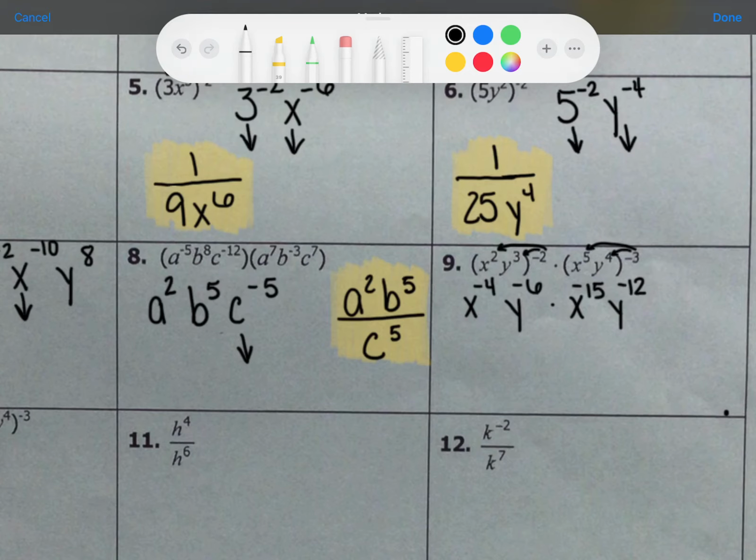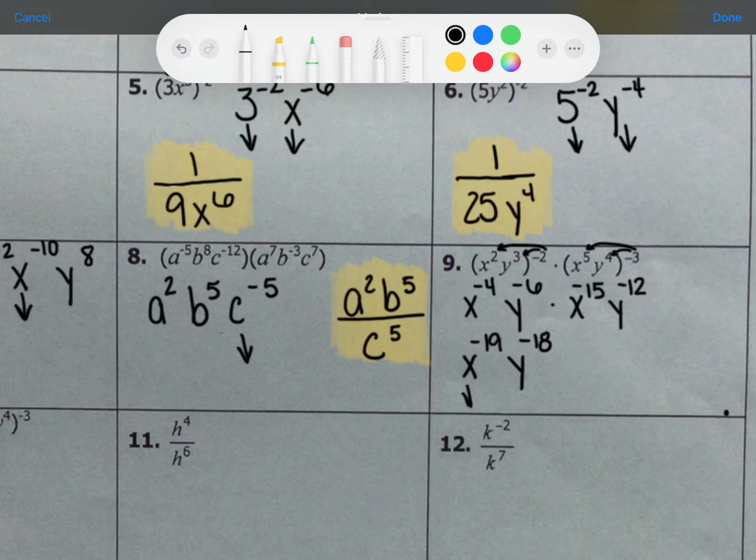All right, now I'm ready to add my x's and add my y's. So when I add my x's, negative 4 plus negative 15, because the multiplication rule is to add exponents, that's why I'm adding. X to the negative 19th. Add my y's, negative 6 and negative 12 is negative 18. Can I leave my answer like that?